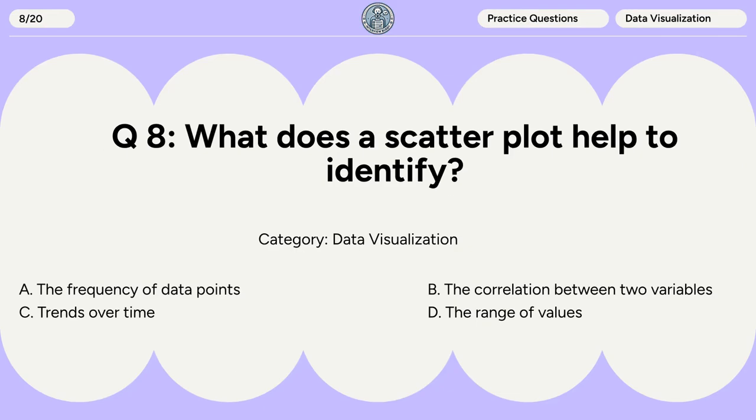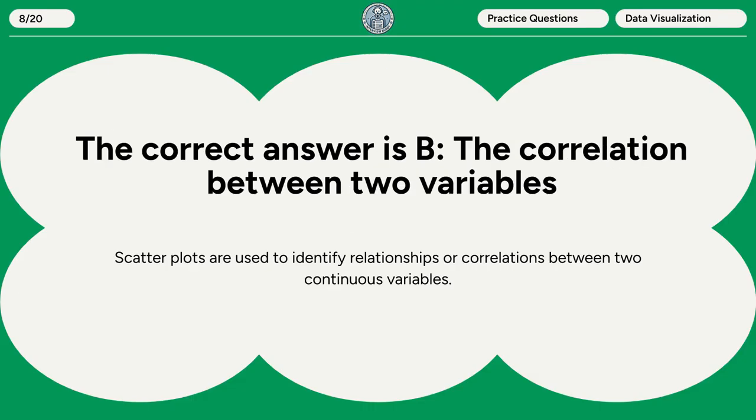Question 8. What does a scatter plot help to identify? A. The frequency of data points. B. The correlation between two variables. C. Trends over time. D. The range of values. The correct answer is B. The correlation between two variables. Scatter plots are used to identify relationships or correlations between two continuous variables.